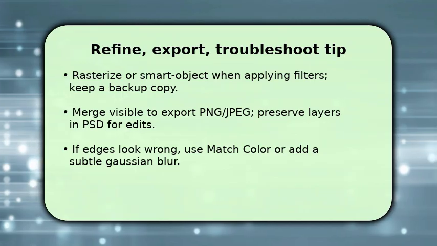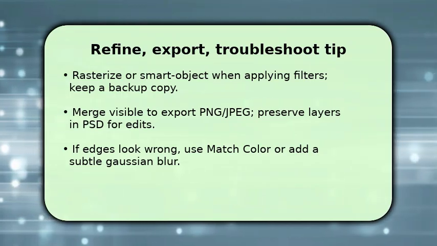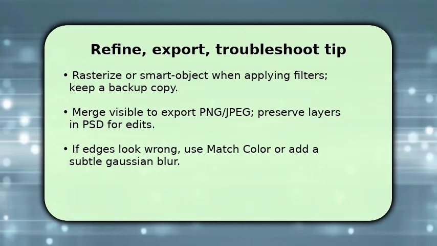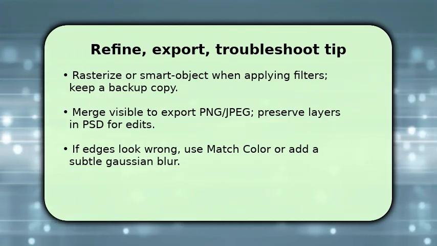If something goes wrong, like harsh edges, soften them with a tiny Gaussian blur and reintroduce grain. That one troubleshooting trick fixes most visible mismatches.